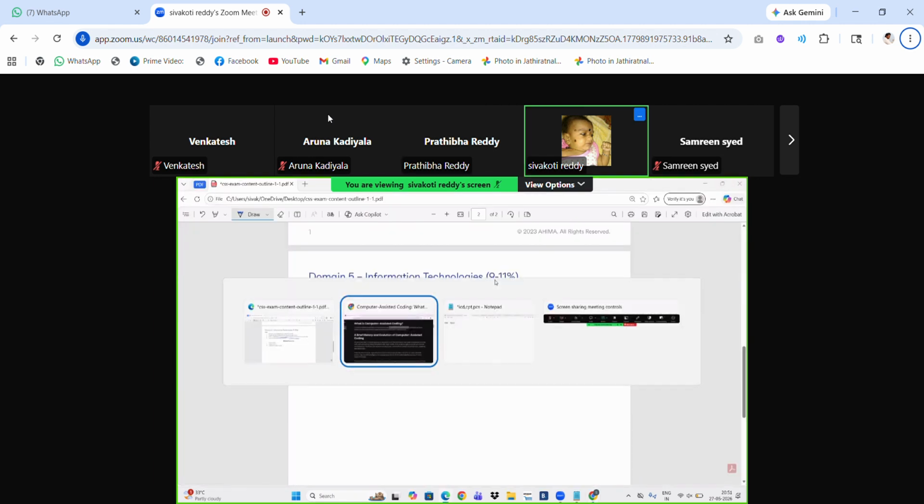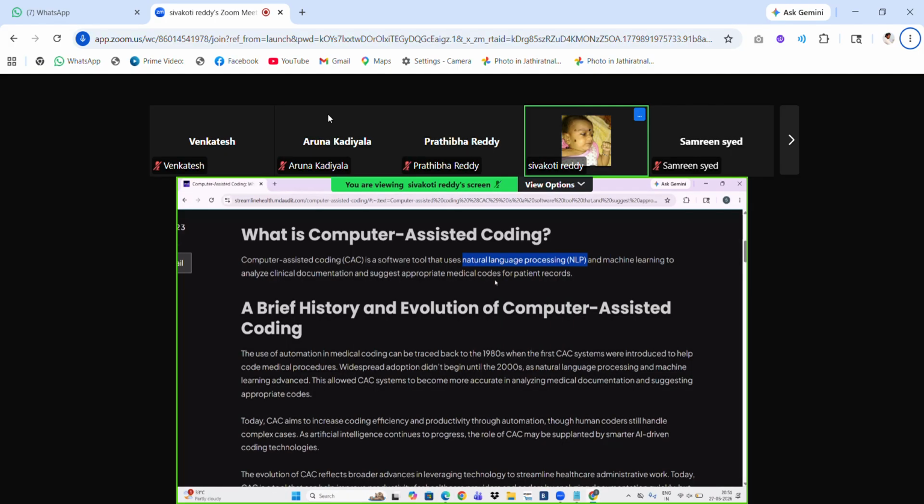One question you will get is about this tool. Another question is how it impacts the coder. And another question: CAC suggested an unspecified diagnosis, but the document has more specificity, how will we code? These three questions you will get from the CAC. Are you able to answer them? Yes, it is not that difficult.